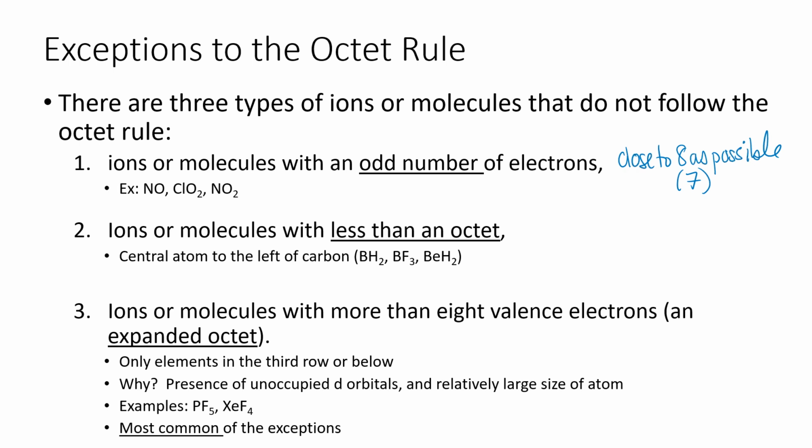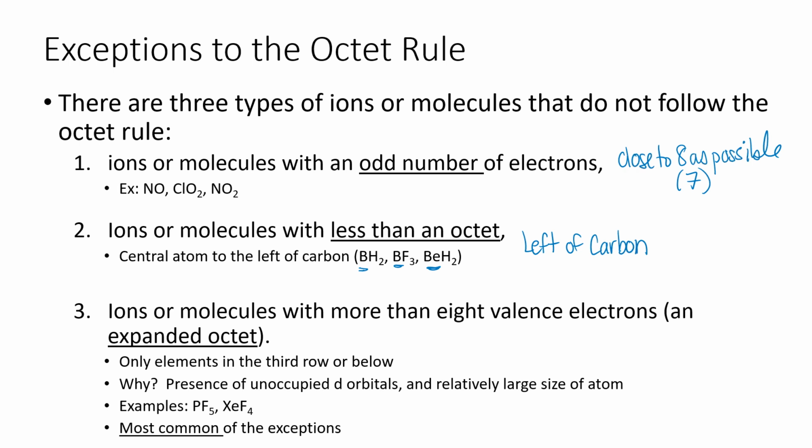Some molecules have less than an octet, and that tends to happen when you have boron or beryllium in the compound. If you look at the periodic table, you notice that boron and beryllium are both to the left of carbon. So that's something we tend to notice with atoms that have fewer than 4 valence electrons to begin with.